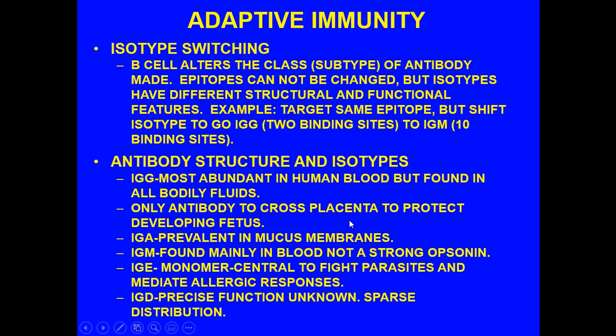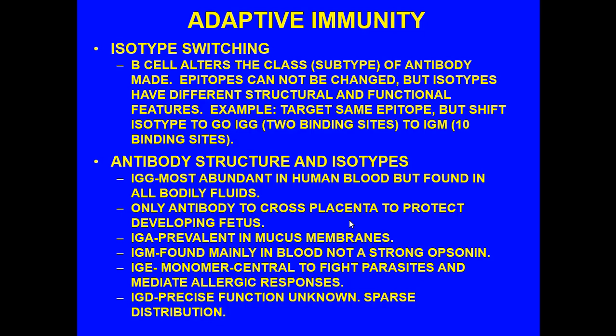Now, one other thing to keep in mind is isotype switching, that's a fancy term. What does it mean? B cells alter the class, the subtype, of antibodies made. In other words, they can't switch everything and say, well, instead I'm going to go after an epitope of a virus as opposed to an epitope of a bacteria. No, you're stuck. You are committed once you've gone through this process, and you can only go after specific epitopes.